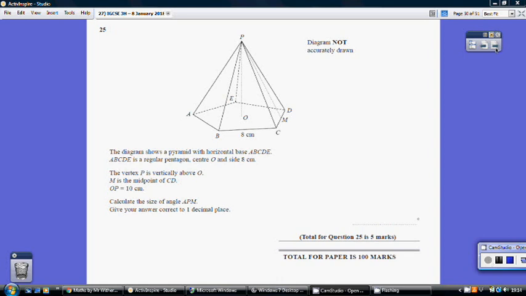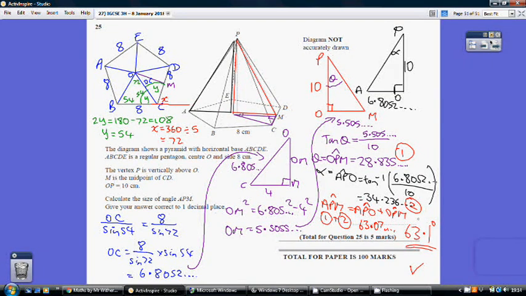Question 25. Now this is really tricky, so unless you really are chasing every mark, I wouldn't worry too much about this one. So let's think about our pentagon. What do we know, looking at the pentagon base? We know that each exterior angle is going to be 360 divided by 5, which is 72. So from the interior angle point of view, which I'm calling 2y here, we know that 2y is going to be 180 minus 72, so that interior angle of a pentagon is 108.